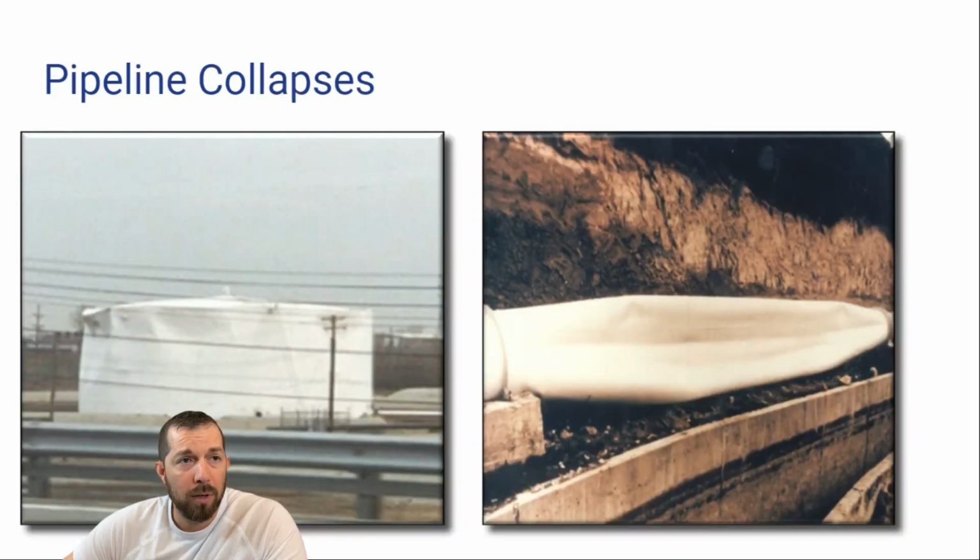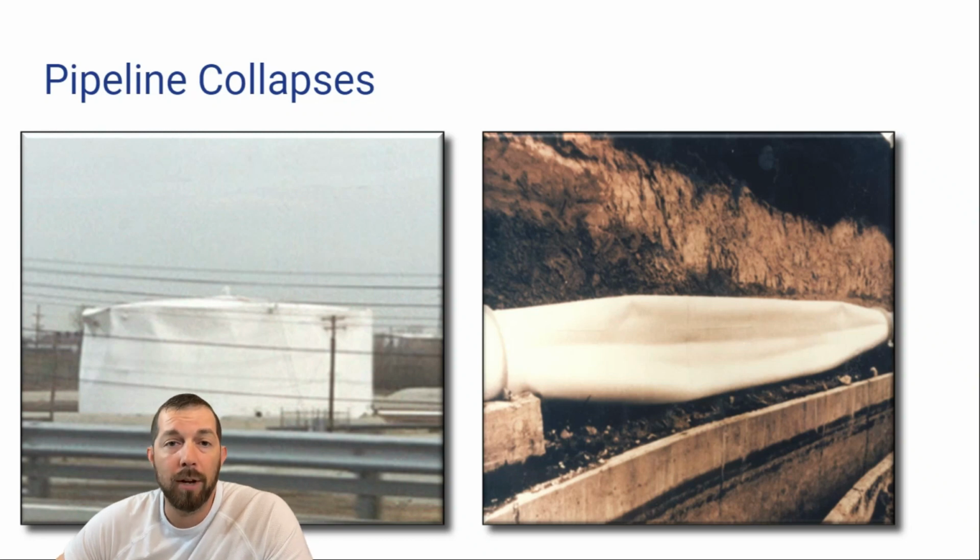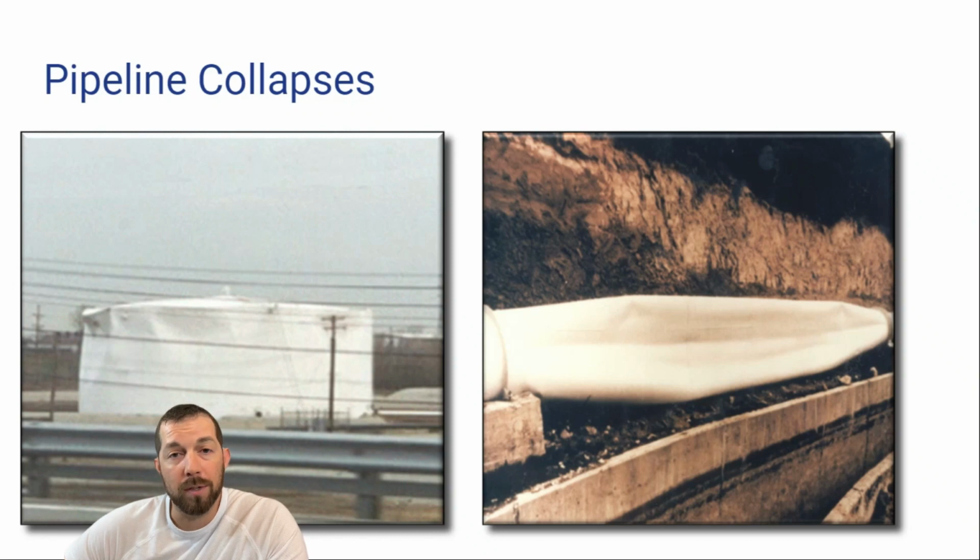So what we want to avoid, obviously we can see a tank. Same thing that happens to a tank can happen to a pipeline collapse. Basically we had a full vacuum event here that a proper air valve more than likely was not in place.